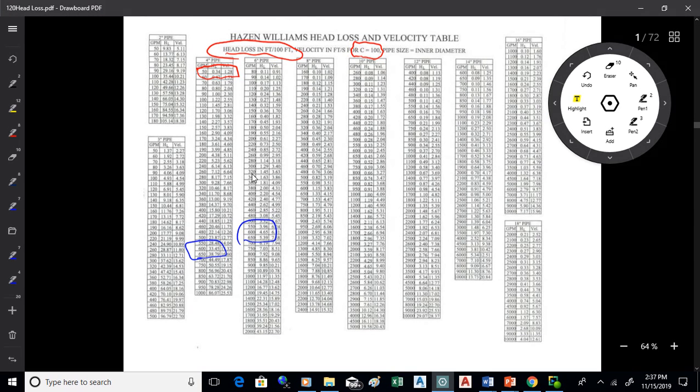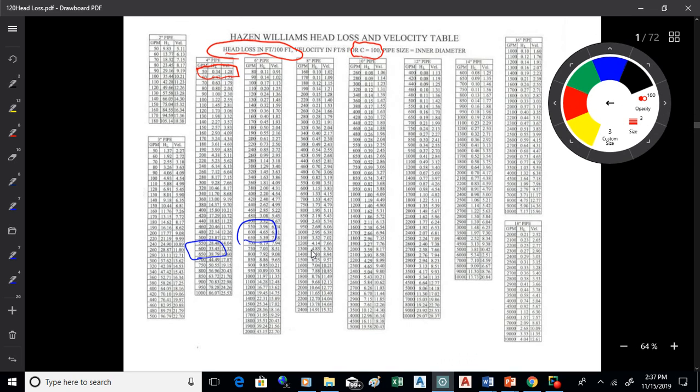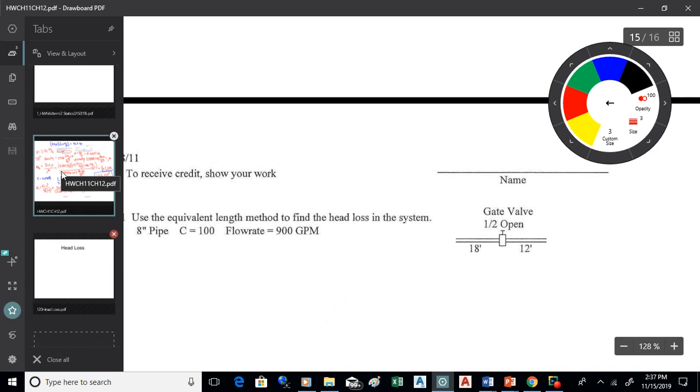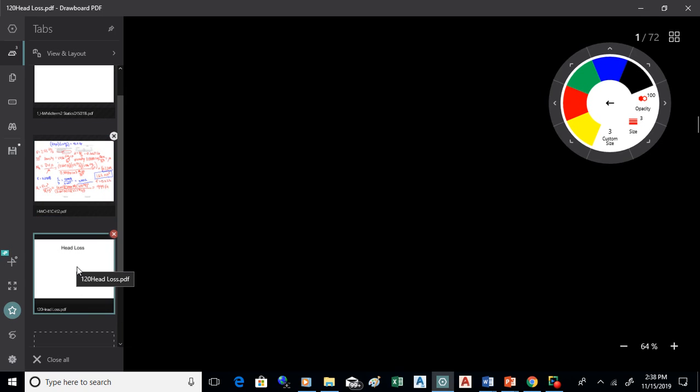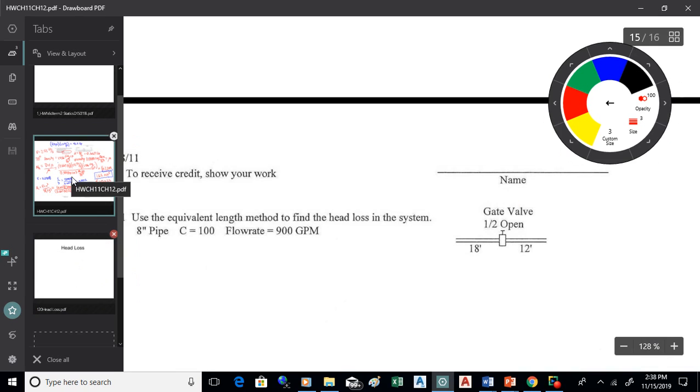All right, so we've got 900 gallons per minute, I think it was, in an 8-inch pipe. So let's have a look at that. That's right there, if I'm right on that, but we'll check in just a minute. Right there, if it's 900 in 8-inch, let's make sure it is. Yeah, 900 in 8-inch. So we got 2.43 feet per 100 of head loss. So we'll start with that.